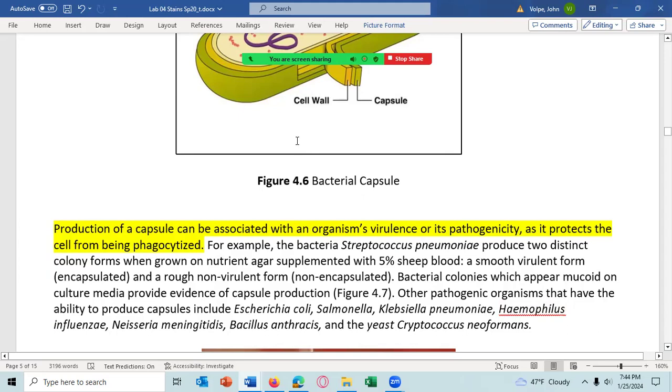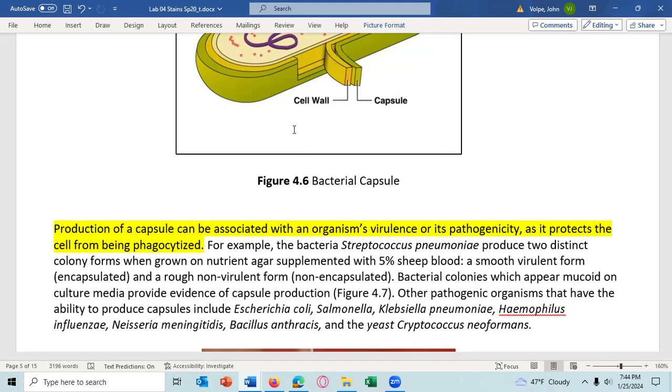I should mention the glycocalyx is something made by the cell, but is excreted outside the cell and is not considered a part of the cell. It's an extracellular material.